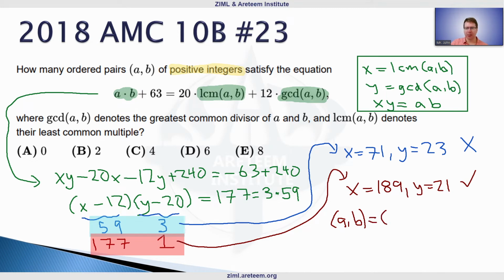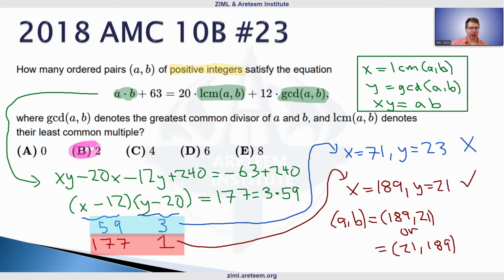So one possibility here is we have A and B is 189 and 21, right? Think about this. Could we have something like 63? Well, if we had 189 and 63, then the GCD would be 63 and not 21, right? So this is what we have there. Or we can have that this is equal to the opposite. Remember, we're looking for solutions of A and B. So the order matters. Those are two different variables.